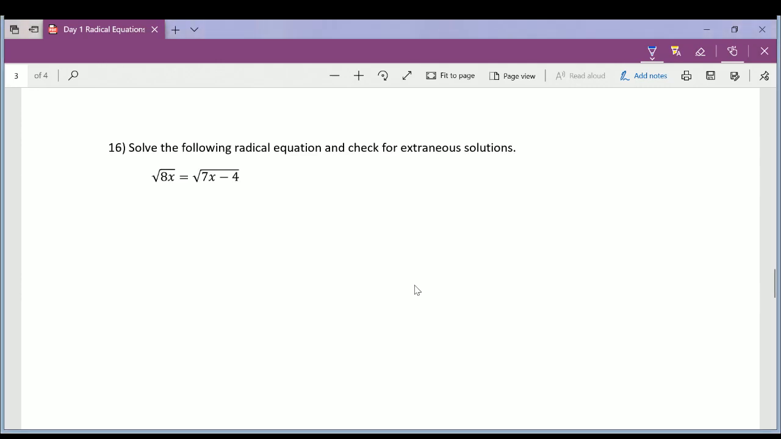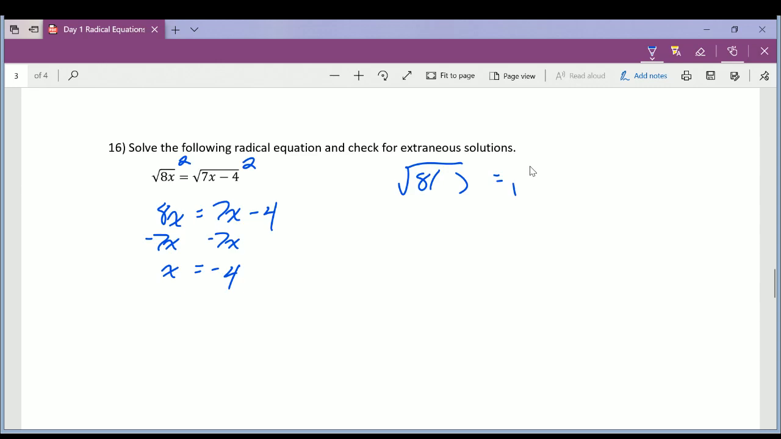Cool. All right, this one here, it's another one where there's a square root on both sides. In both cases, it is isolated. So when we square both sides, you've got 8x equals 7x minus 4. We'll go ahead and subtract 7x from both sides, and I've got x equals negative 4. I think there's no mistakes there. Everything looks good. I think the answer is going to be negative 4. But we, again, have to check to see if that is an actual solution or not.